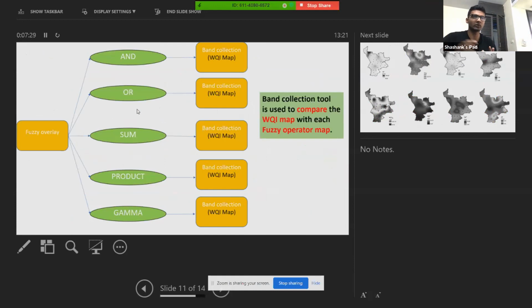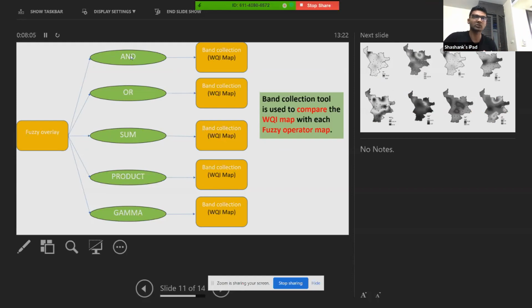Okay, so since we got the fuzzified operator maps, we want to compare them with the water quality index map. There is one tool in ArcMap called the band collection tool, and this band collection tool finds the correlation. So we compare the AND operator and the WQI map. We compare the OR operator and the WQI map, and we do this up to the gamma operator and compare it with the WQI map.